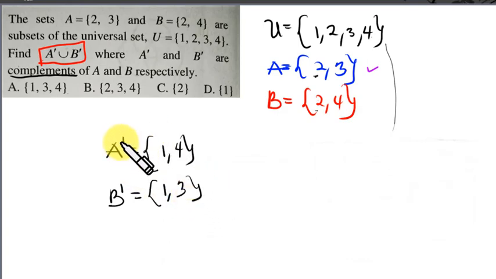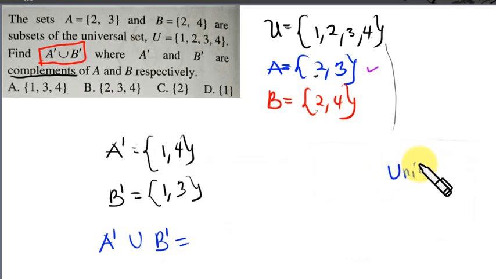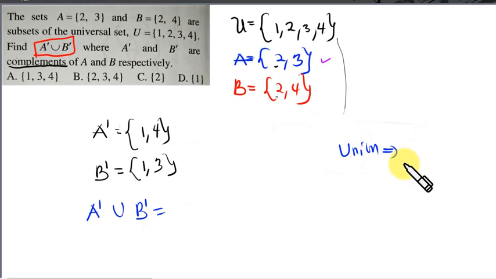So now I have A complement and I have B complement. The question now says I am to find A complement union the B complement. So when we talk about union, it's very simple. Union of a set means bringing them together, just as we have a union, that is a group of people coming together to form some sort of a group, from the word unite, to unite. So the union of two sets simply means bringing the two sets together.